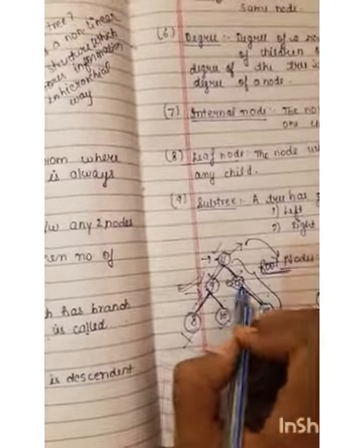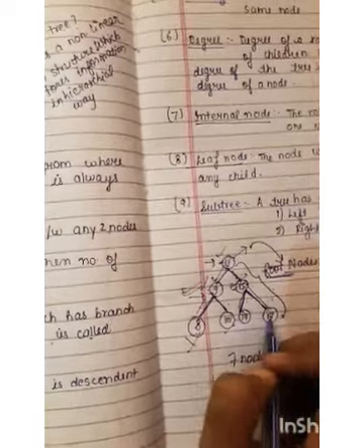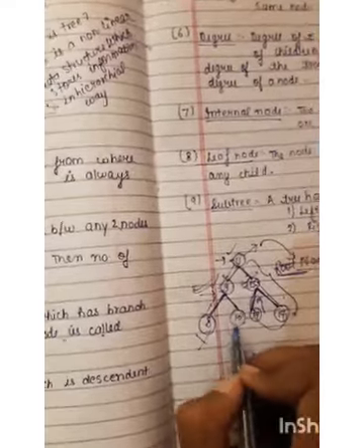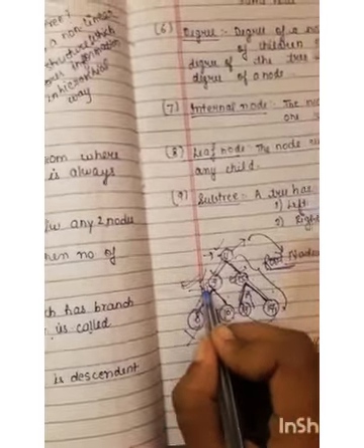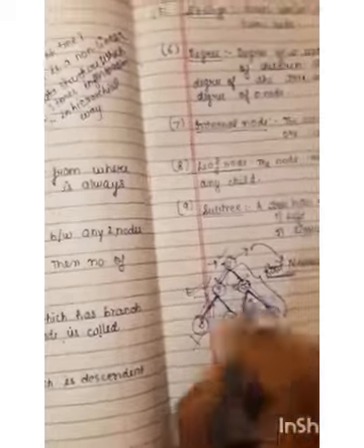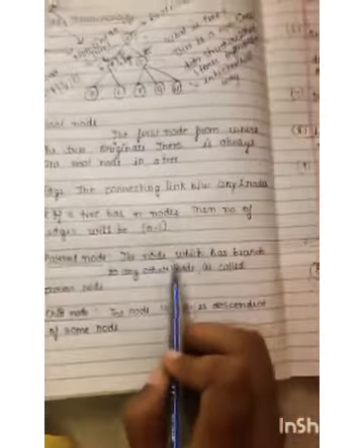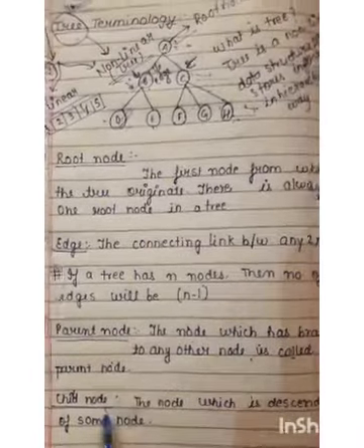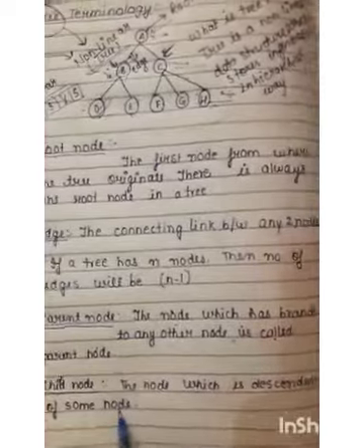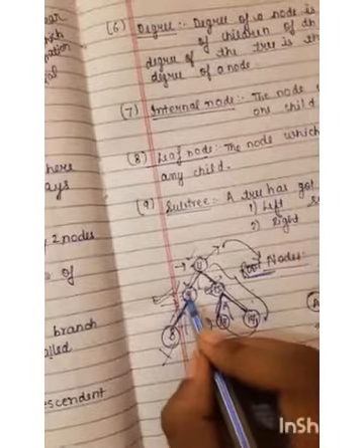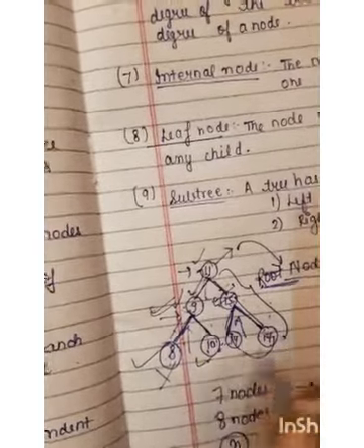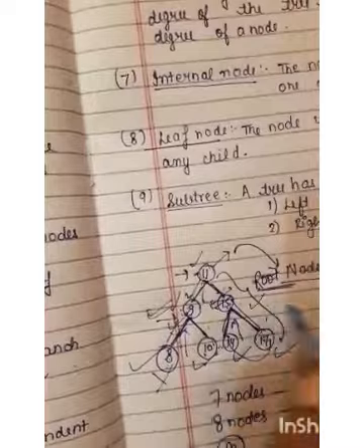So if this node is the parent of 14 and 17, it means 14 and 17 are the child nodes of 15. 8 and 10 are the child nodes of 9. 9 and 15 are the child nodes of 11. So understood this point? The node which has branches to any other node is called a parent node. And a child node means the node which is a descendant of some node. Means this node was there, so which nodes are connected to it through the branches? These are called child nodes. These are the child nodes also.